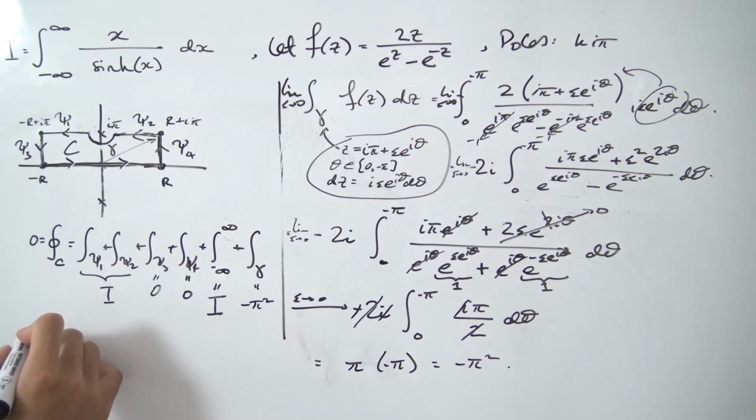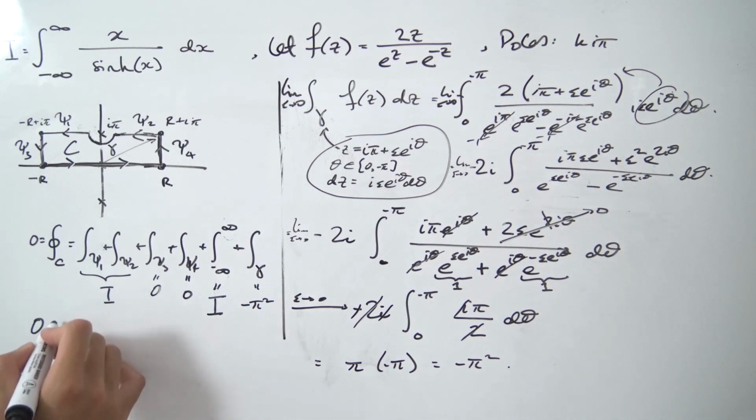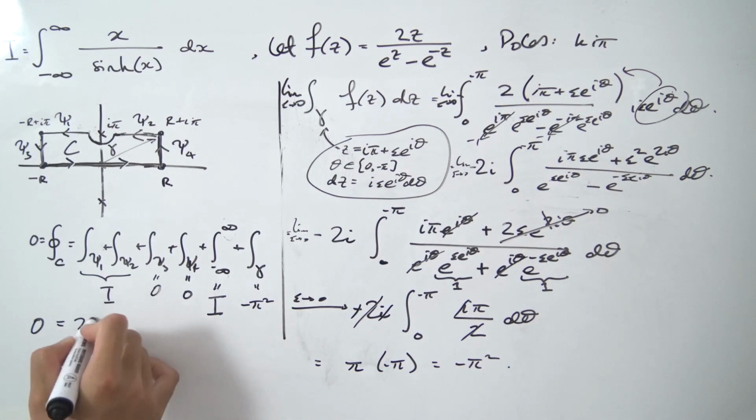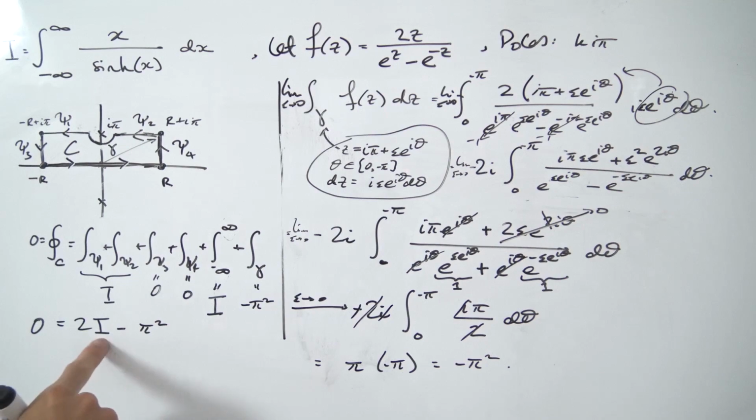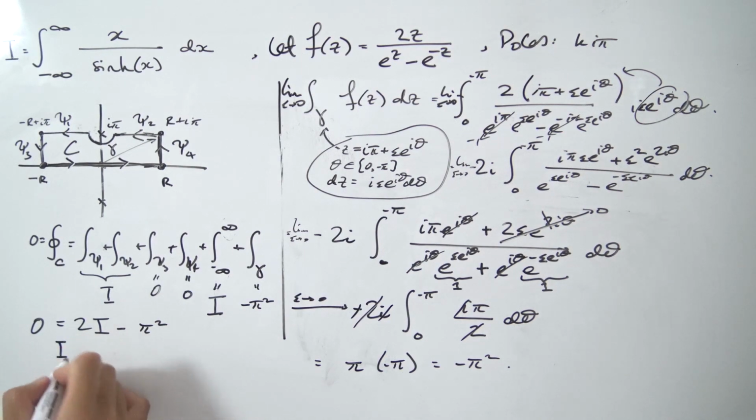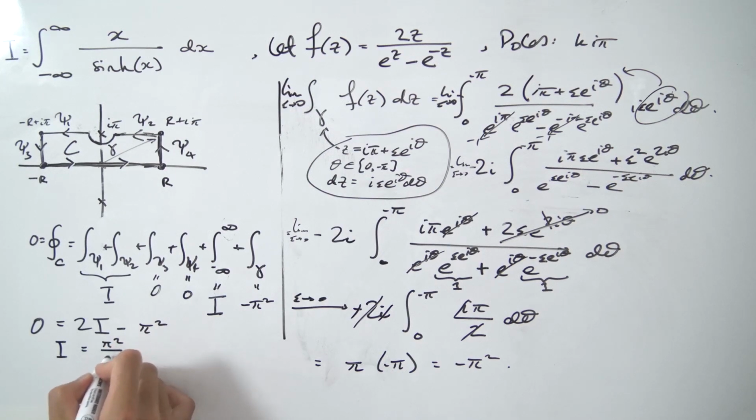So what do we have in the very ends? We have 0, it must be equal to 2i, and then minus pi squared. But notice we can solve easily for I, bringing the pi squared over, dividing by 2. That becomes pi squared divided by 2. And that is the final result for today's integral.